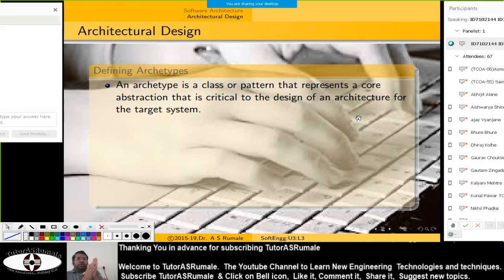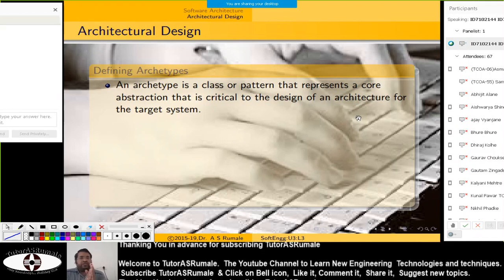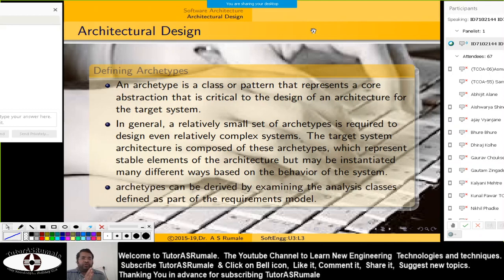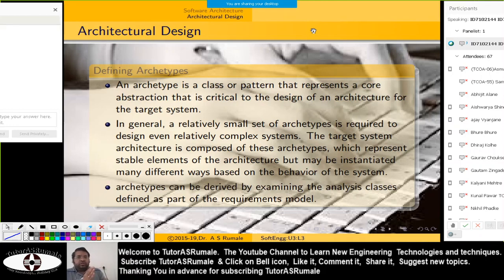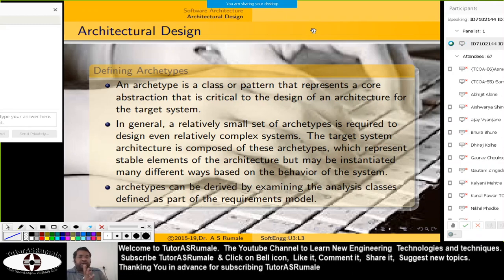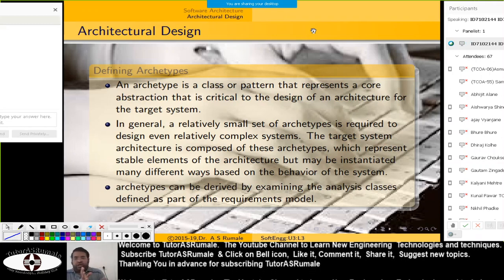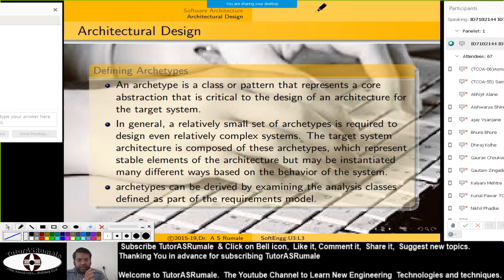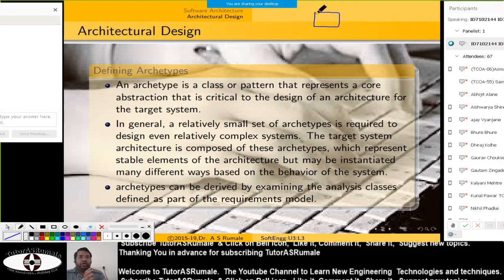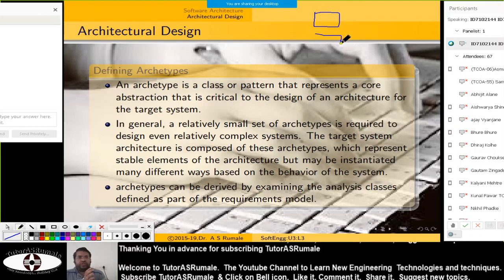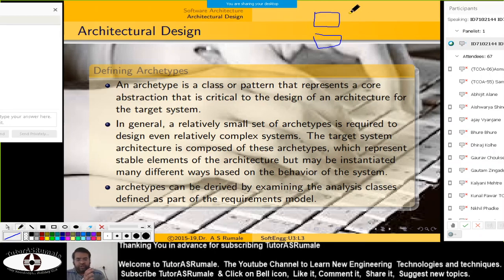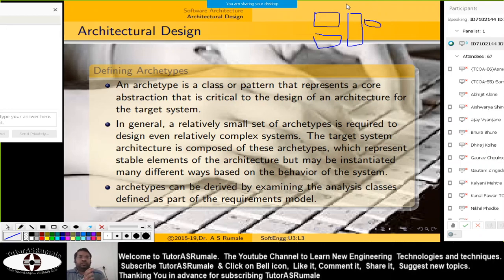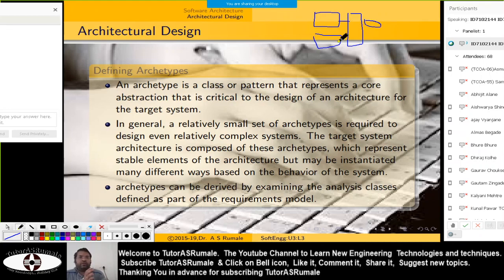So how do we define an archetype? These are the classes or patterns that represent the core abstraction. If you draw the block diagram of your system, you can say the archetype is defined. Generally, a relatively small set of archetypes is required to design a complex system. For example, if you want to represent a simple CPU, the archetype is something like: I require an ALU here, a central processing unit here, a bus here, and some registers to store all these things, and they communicate with each other via some link.